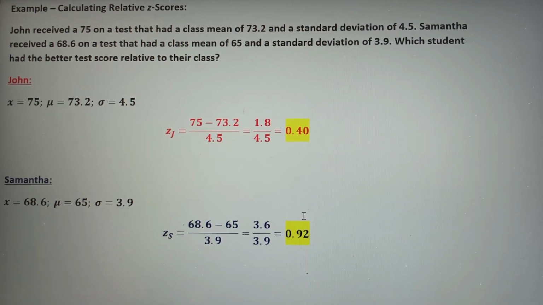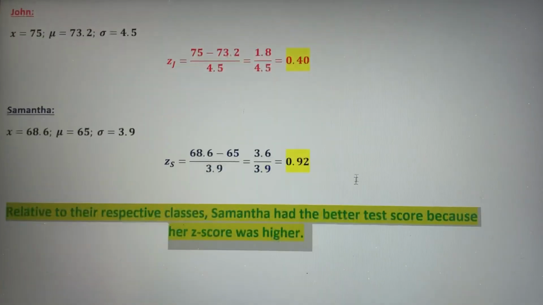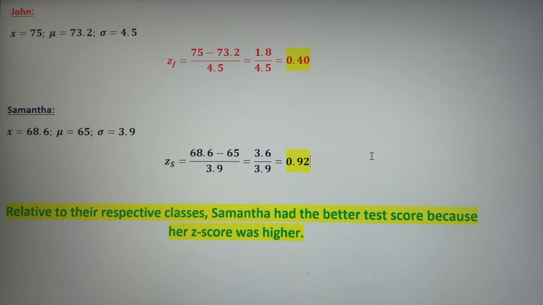So relative to the test that they took, relative to their respective classes, Samantha had the better test score because her z-score was higher. She was significantly higher above the mean on her test than John was on his test. So this is one way for us to compare things that may have previously been incomparable. So let's use the z-scores here to relatively compare these scores.